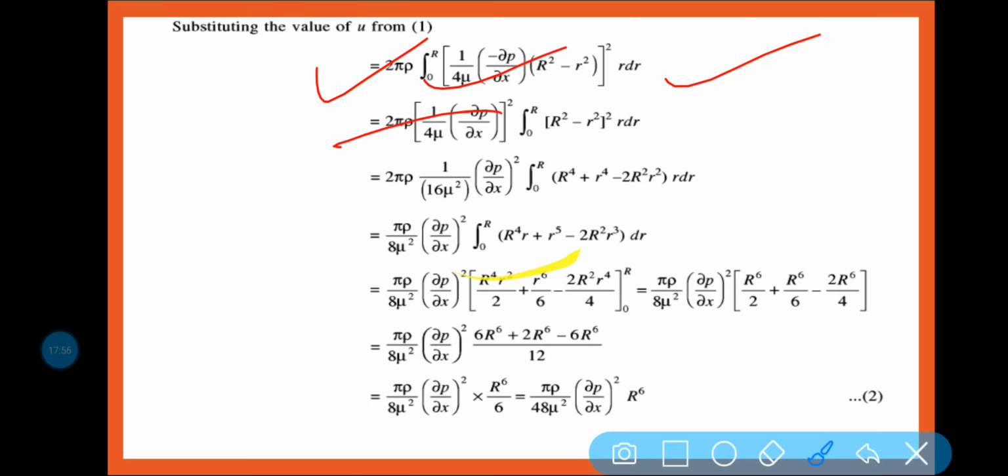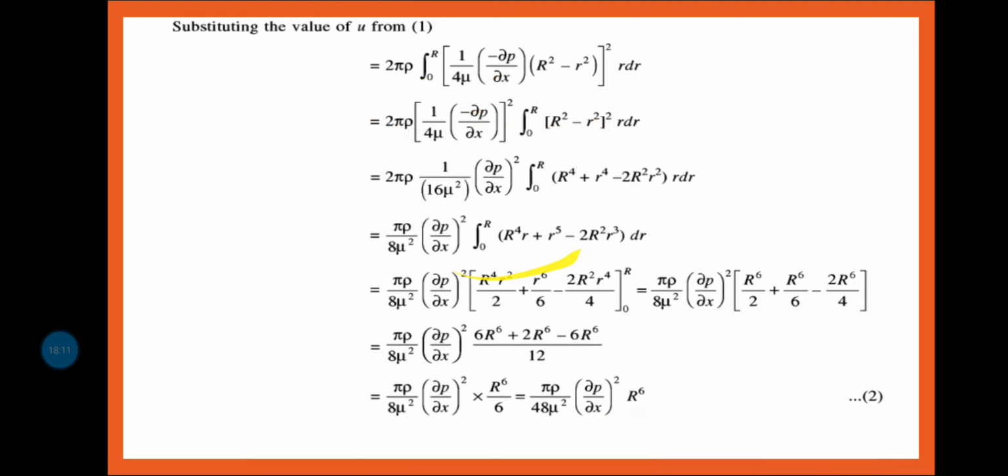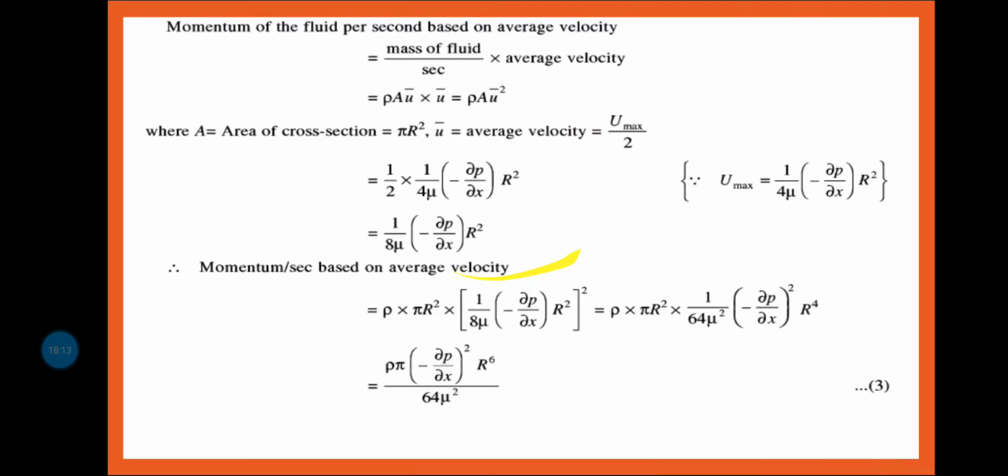Outside. So ultimately this is the equation. After integration you will get this type of equation: pi rho a by 48 mu square into (del p by del x) whole square into r to the power 6. Okay, so momentum of the fluid per second based on average velocity is equal to mass of fluid per second into average velocity. Am I right?